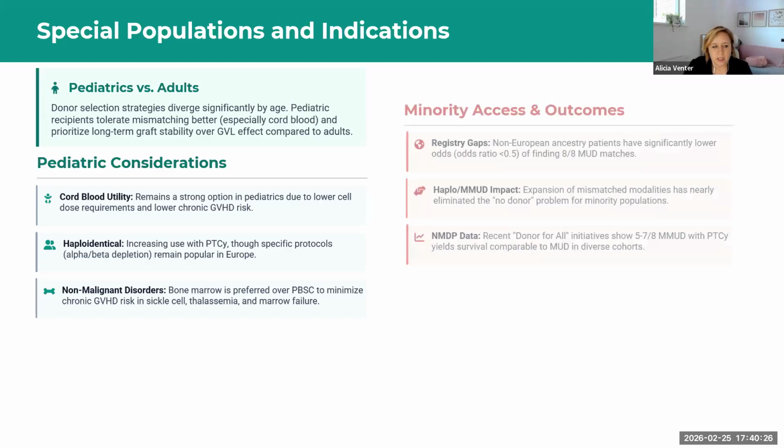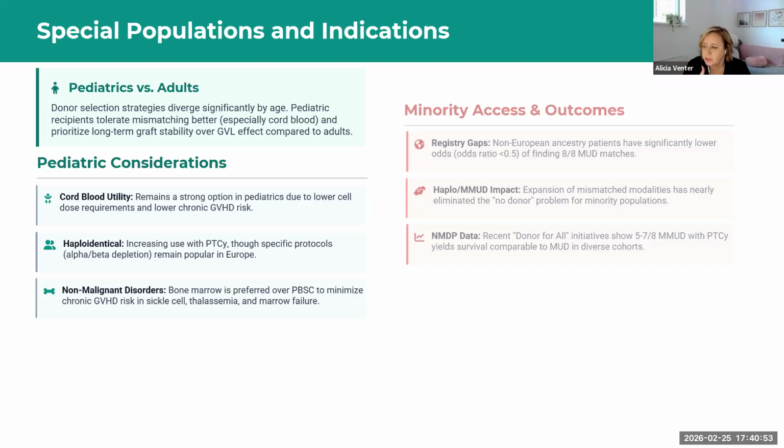In terms of minority access and outcomes, this is another patient population that we've touched on quite a few times during this talk, but there are still massive gaps in national registries as well as the international space. So definitely here you would utilize the alternative donor source or graft source.